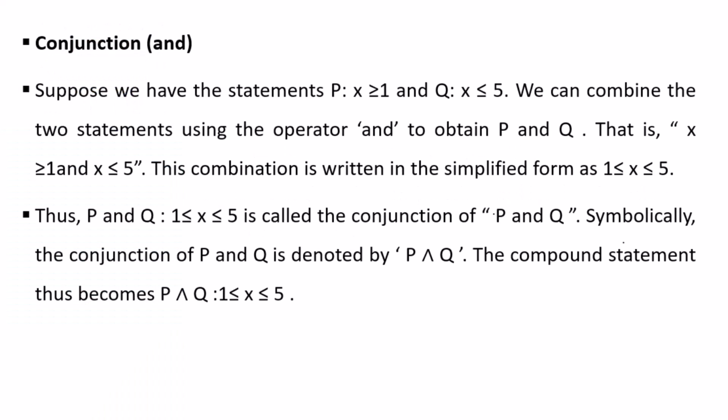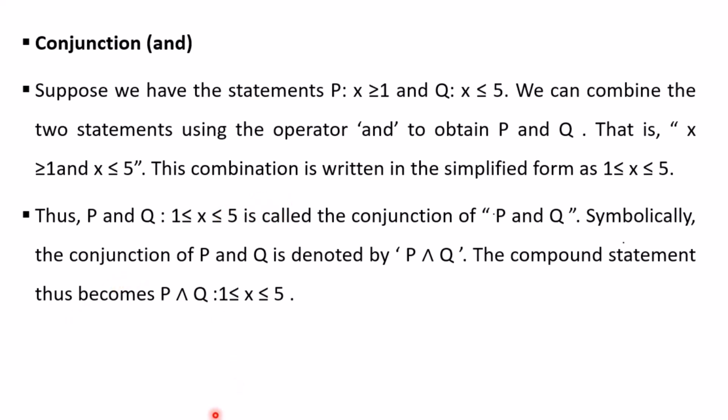Conjunction. Suppose we have statements P: S is greater than or equal to 1, and Q: S is less than or equal to 5. We can combine these two statements using the operator AND to obtain P and Q. That is, S is greater than or equal to 1 and S is less than or equal to 5. This combination is written in the form of S lies between 1 and 5. So S is greater than or equal to 1 but less than or equal to 5.